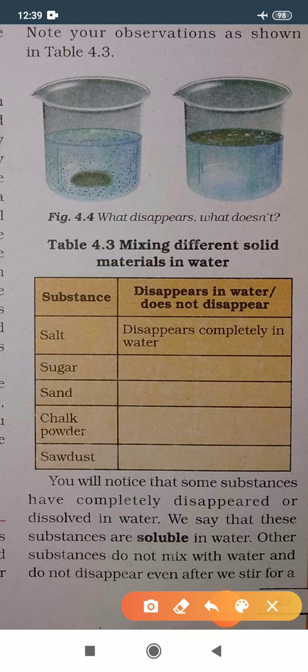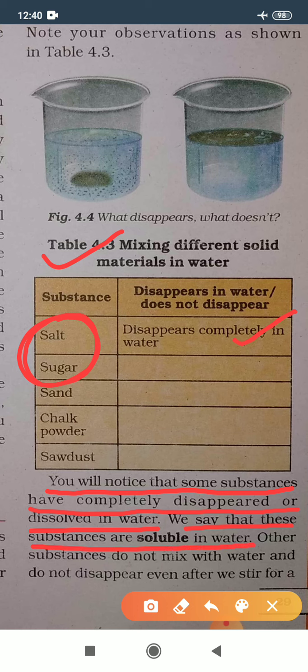So with the help of this experiment, we conclude that some substances completely disappear in water, and some substances are not soluble in water. They are called insoluble substances. So let's read. You will notice that some substances have completely disappeared or dissolved in water. We say that these substances are soluble in water.